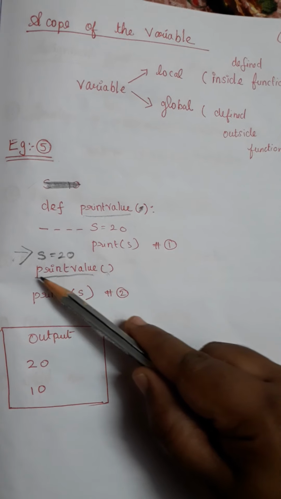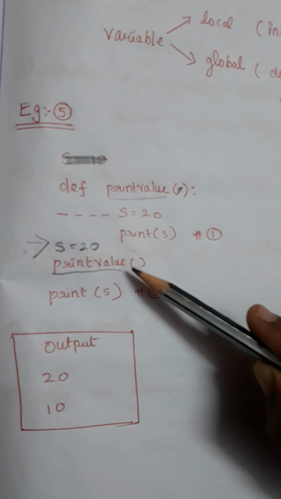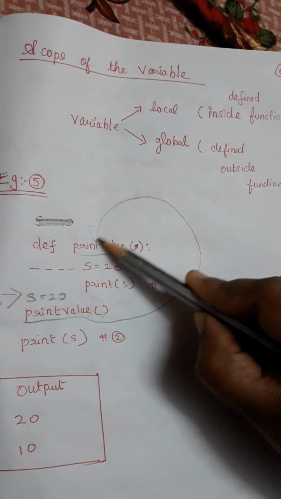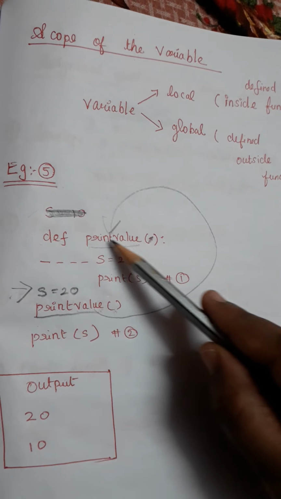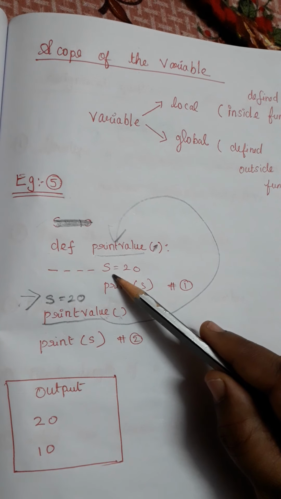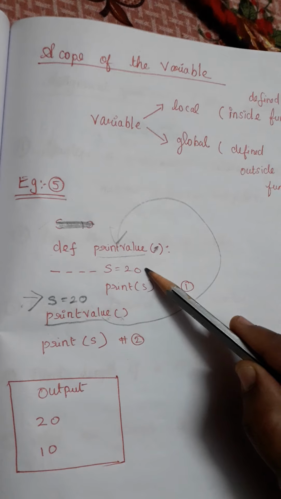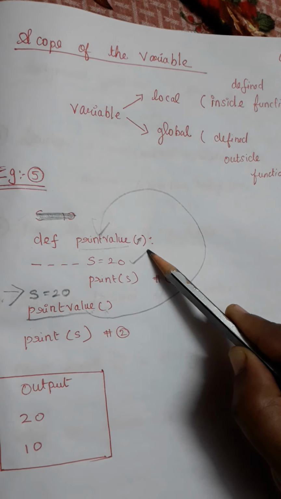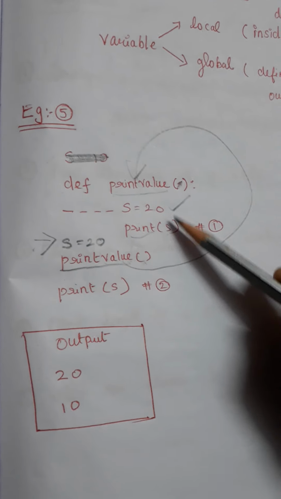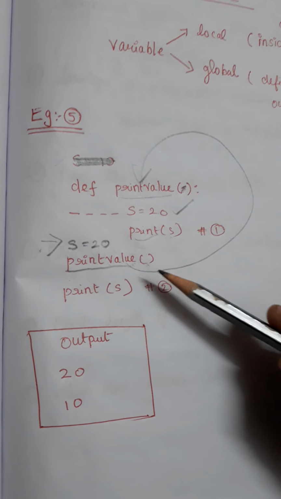I am just calling the function. So the program control goes from this particular place to the place where I have defined the function. Here inside the function I have given s is equal to 20. So this s is a local variable and I am printing the value of s. The interpreter looks for the local variable only. It doesn't go for the global variable.